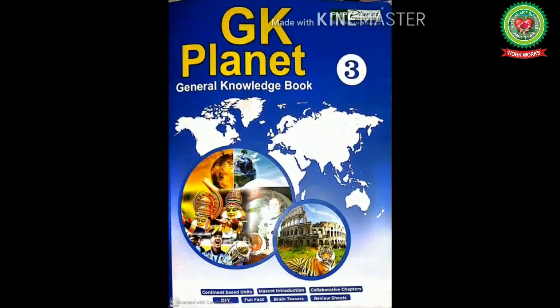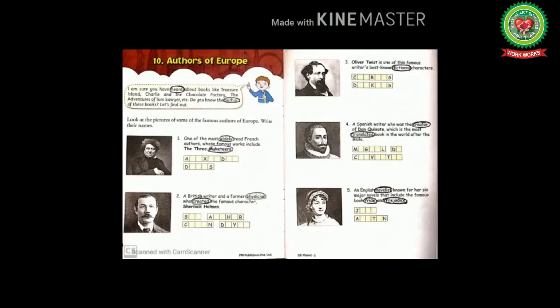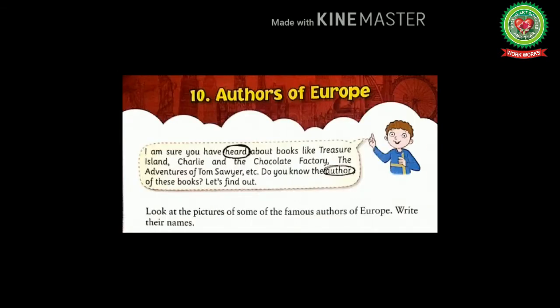Hello everyone. Today we are going to study from our GK Planet book, lesson number 10, Authors of Europe, on page 18 and 19. Before starting with the chapter, let's discuss some difficult words.